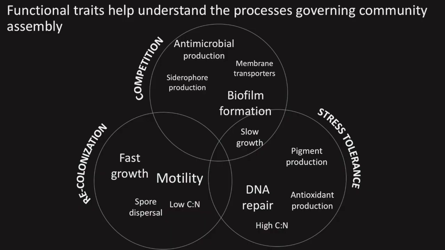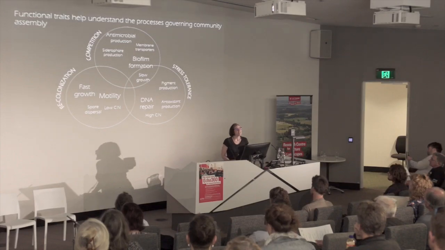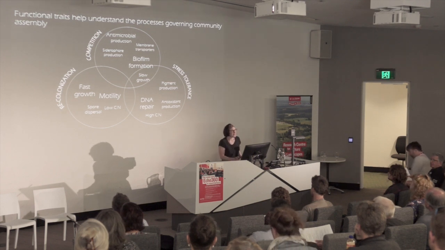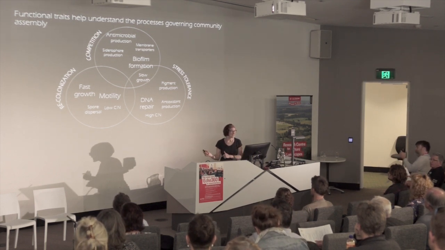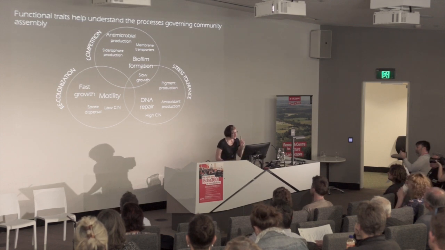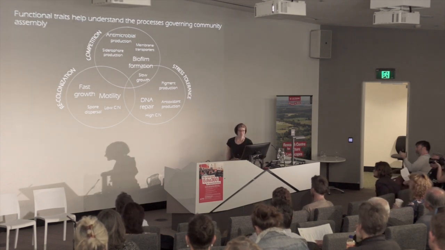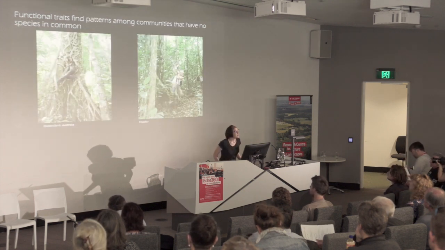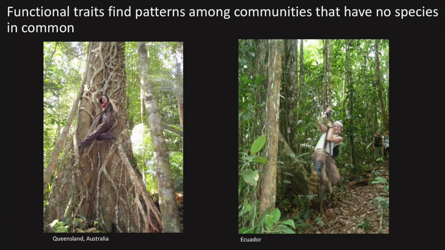That's because traits can be grouped into different kinds of life strategies. So there are traits that relate to competition, traits that relate to stress tolerance, traits that relate to recolonization, or ruderal traits. And this kind of information can tell us a little bit about how the community is being shaped by the environment, and with that information we can in turn think about how we might like to shape these communities. So that's one reason. In addition to giving us some functional information about microbial communities, functional traits also allow us to compare communities even if they have no species in common.